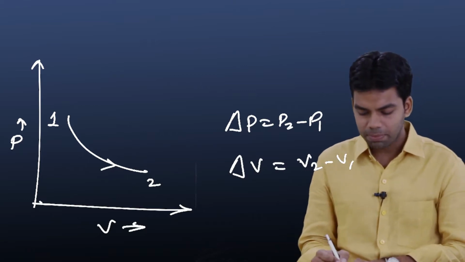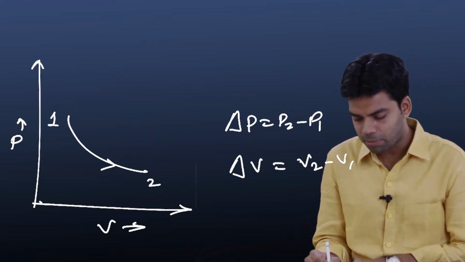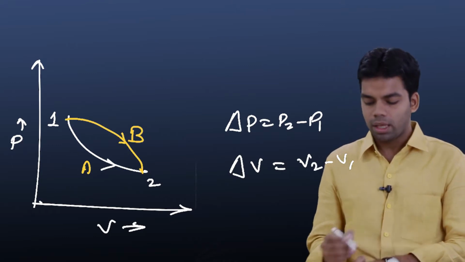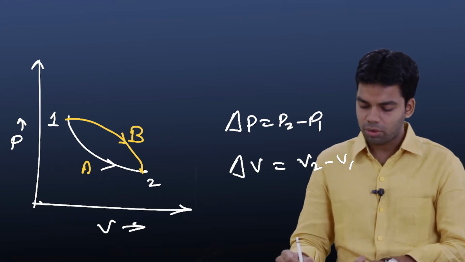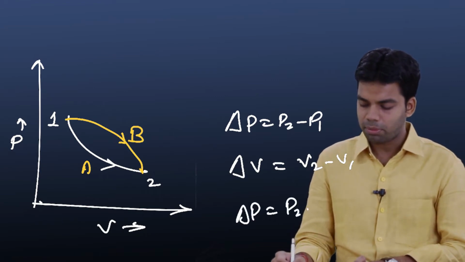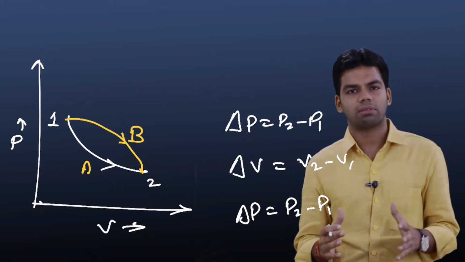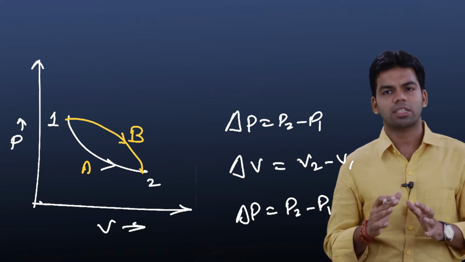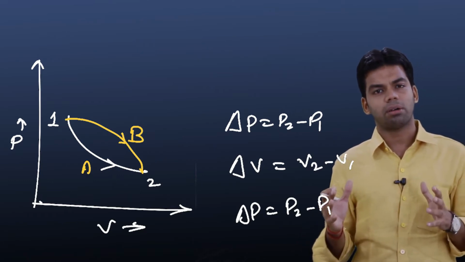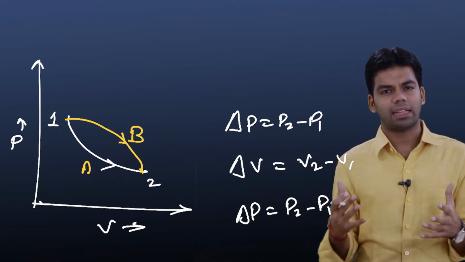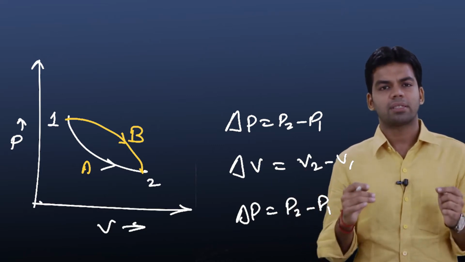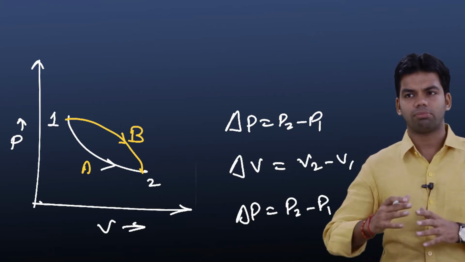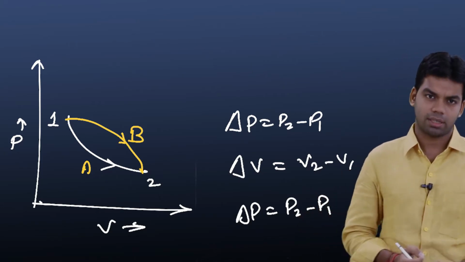Now if I change this path, suppose the initial path is A, and I change it to B, what would be the change in pressure now? Again the pressure change would be P2 minus P1, volume change would be V2 minus V1, temperature change would be T2 minus T1, and so on. All such properties which do not depend on the path followed by the system, whichever path you take, the change remains constant. Such functions are known as point functions, and these are all properties of the system as we have discussed.